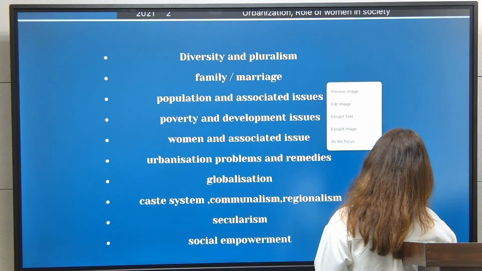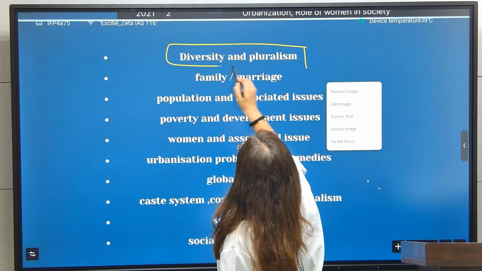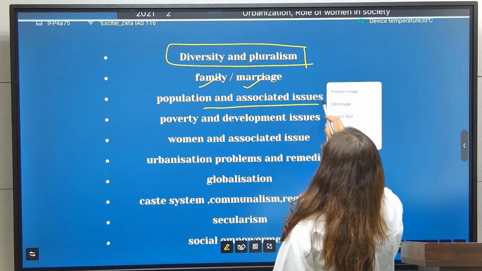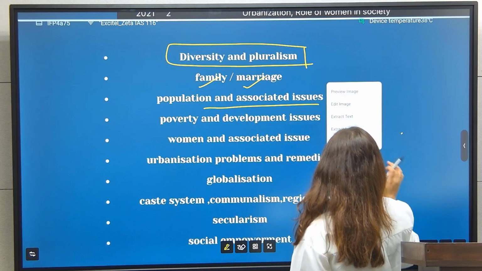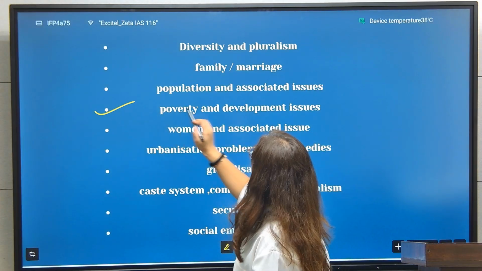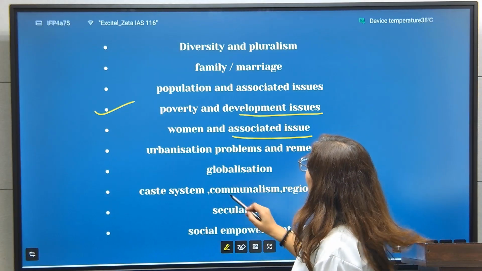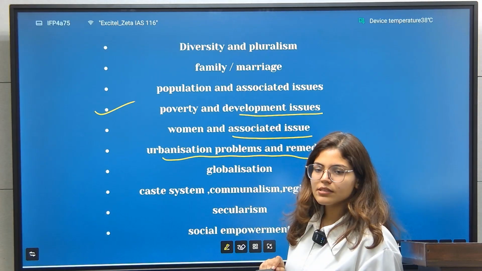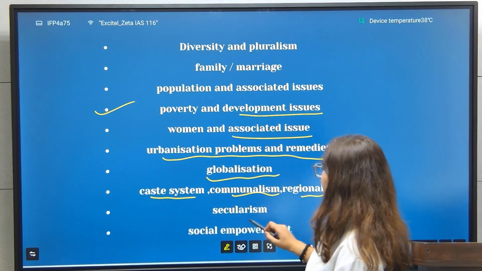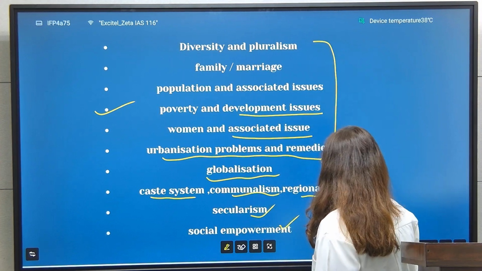These are the broader themes that you have to cover. Diversity and pluralism, family and marriage, population and associated issues, poverty and development issues, women and associated issues, urbanization problem and remedies, globalization, caste system, communalism, regionalism, secularism, social empowerment. So on these topics, you have to make your notes.